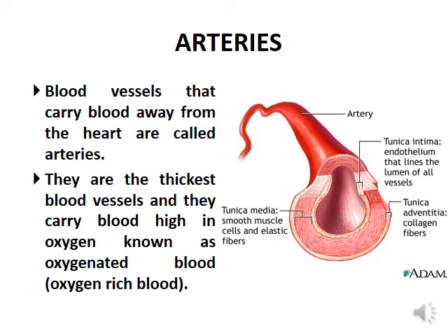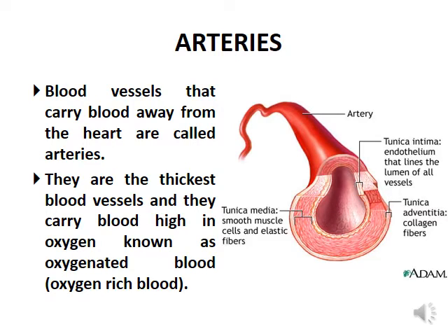Arteries are the blood vessels that carry blood away from the heart. You can see that this wall is kind of thick, and this tunica media comprises smooth muscle and elastic fiber, alright. Then we've got the tunica adventitia, which is the collagen fibers, and then we've got the tunica intima, which is the endothelium inside which lines the lumen of the vessels. And the lumen is this empty space here, alright.